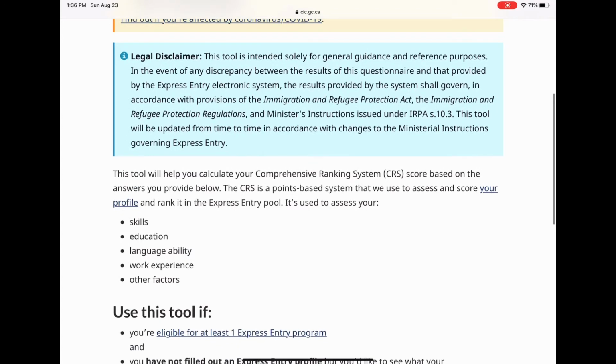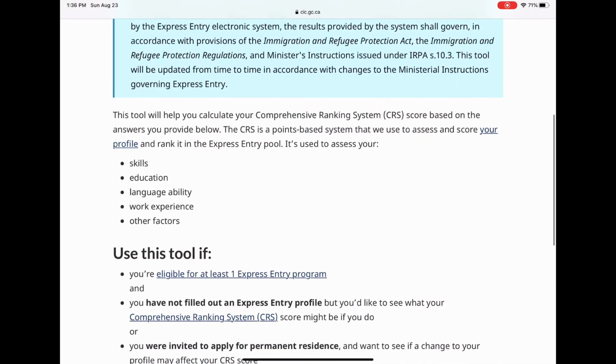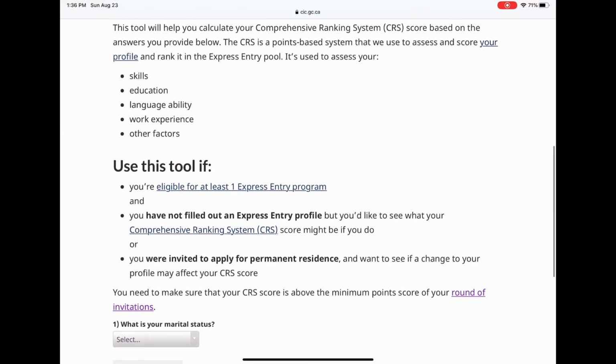The CRS score checks your skills, education, language ability, work experience, and other factors. And you need to have at least 1 year of experience in your home country. It can be anything, but you just have to make sure that you are a skilled worker.